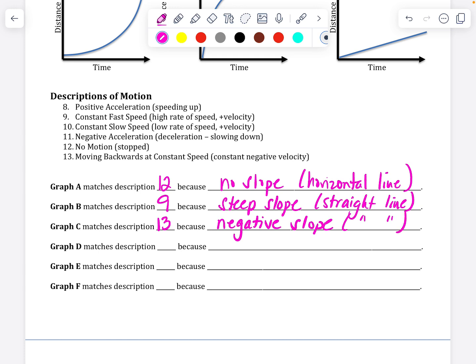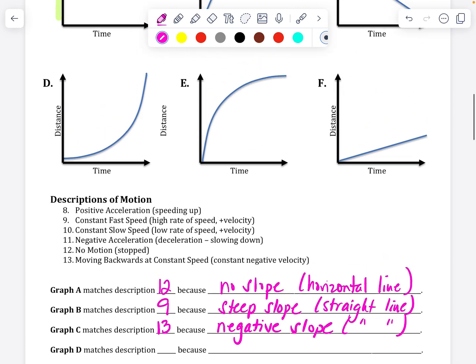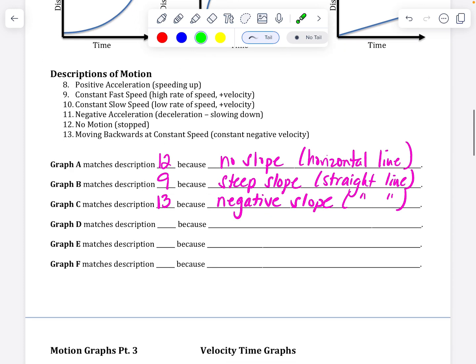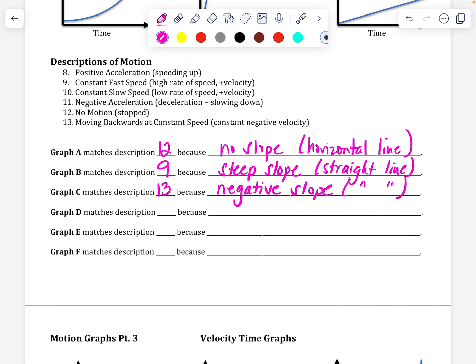Graph D, looking at graph D, this is our curved line. So that means acceleration. And if you look at your slope down here, the slope's pretty flat, and then kind of medium, and then pretty steep. So the slope is increasing, so it's speeding up. So this would be positive acceleration. For an increasing one, the slope is going to be increasing as you go.